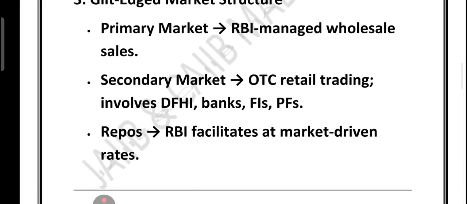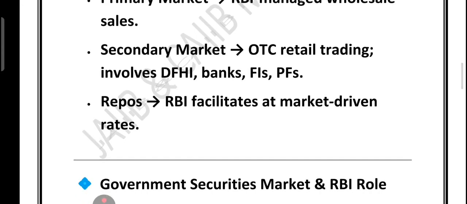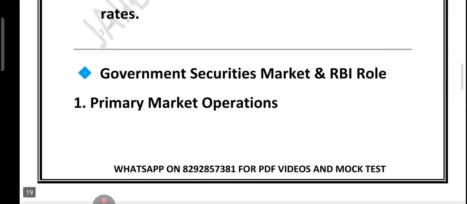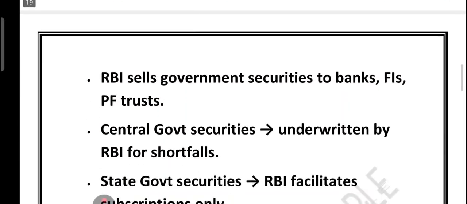So there is the primary market where RBI manages the wholesale sales of government securities. Then the secondary market, which is called over the counter retail trading among banks and financial institutions, right? And finally we have the repo. RBI facilitates repurchase agreements at the market driven rate to maintain liquidity. Now if you look at primary market operations, what happens? RBI sells government securities to banks.